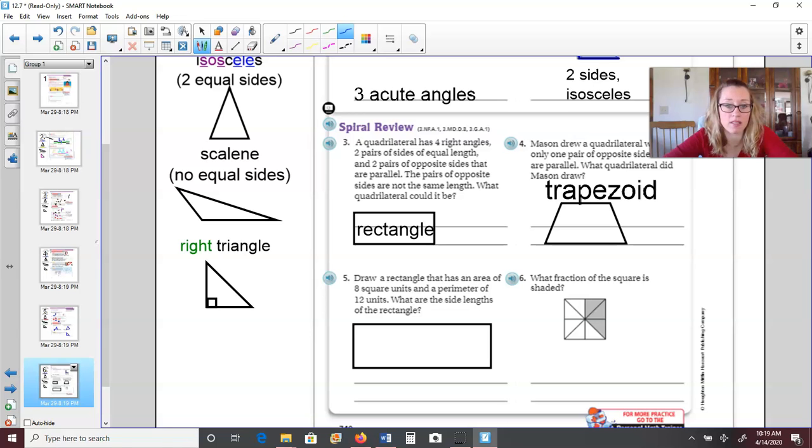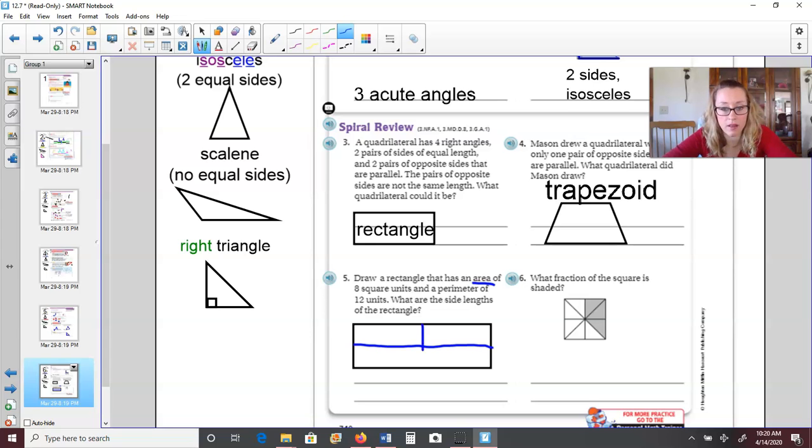Okay, area is the space inside. And the perimeter needs to be 12. So that means when we add up all the sides, we need to have a total of 12. So I'm first going to just split my rectangle horizontally in half. So this really gives me an area, technically, I guess, of 2, if you really count that.